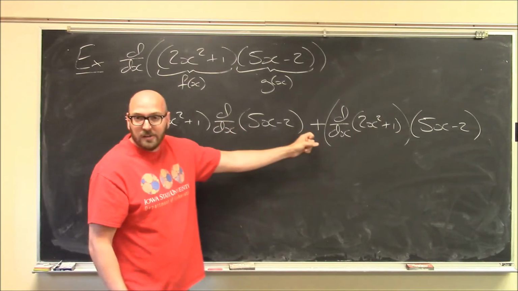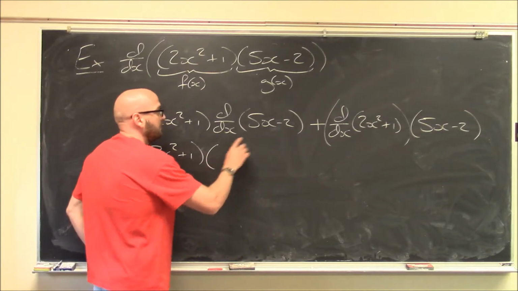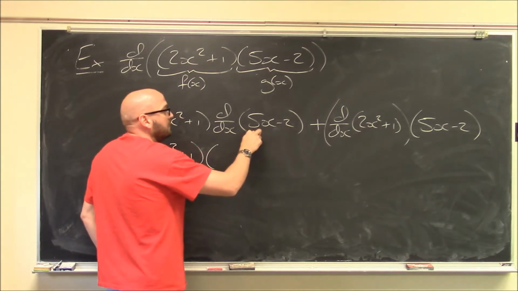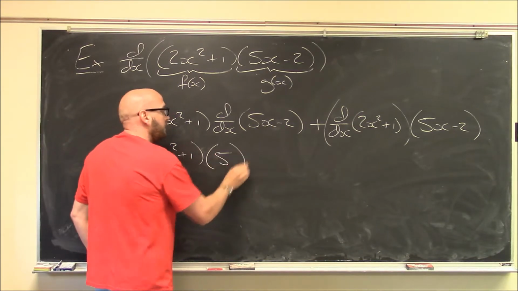Derivative of 5x minus 2 from last time. This is a really quick and easy derivative. Derivative of x is just 1. Derivative of minus 2 is 0, so this is 5 times 1, which is just 5.